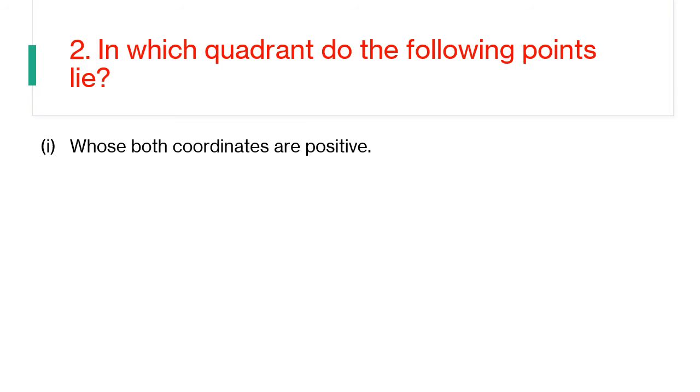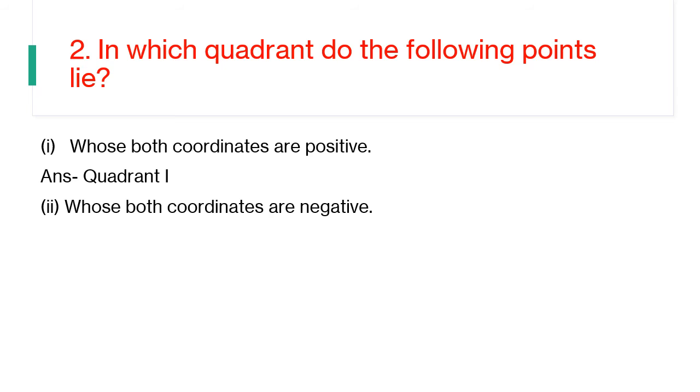So when both the coordinates are positive, we have learned it earlier children, when both the coordinates are positive, it lies in the first quadrant, right? Now, whose both coordinates are negative? So the opposite of the first one, right? So it lies in the third quadrant.